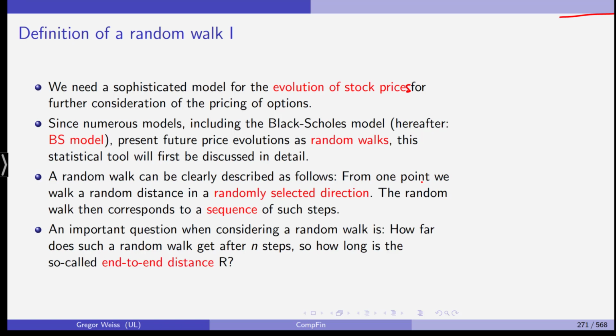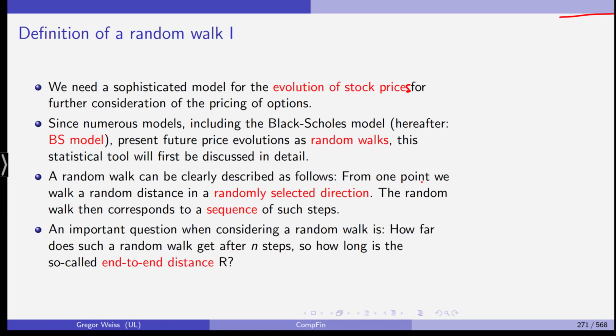Why? For example, in the Black-Scholes model, we need a stochastic model for the time evolution of the stock price in the future. Now, since numerous models, including the Black-Scholes model, present future price evolutions as random walks, we'll first discuss this tool in detail. So what is a random walk?